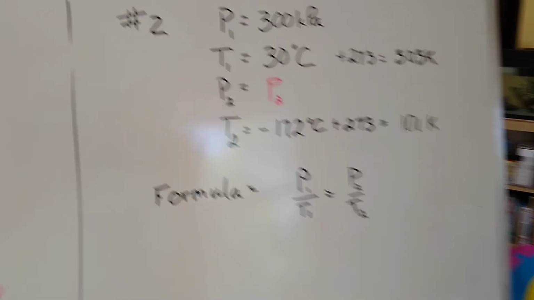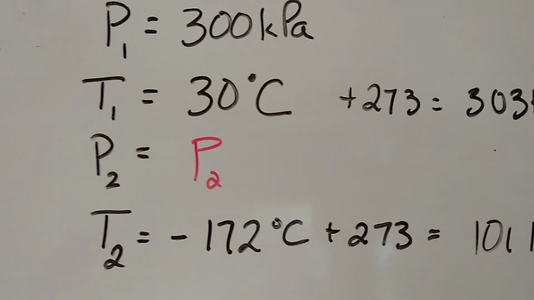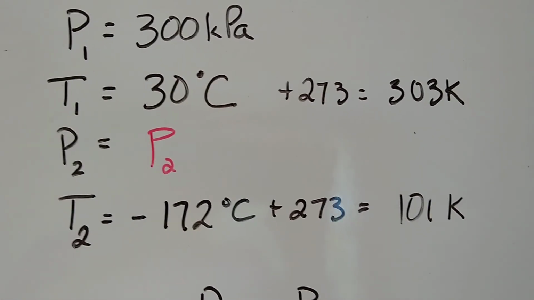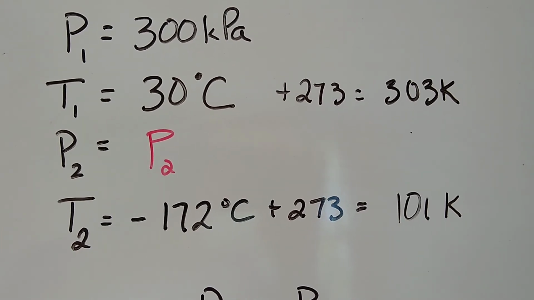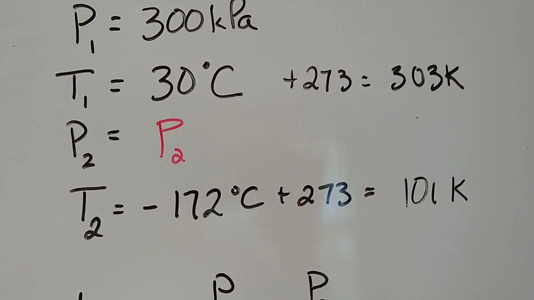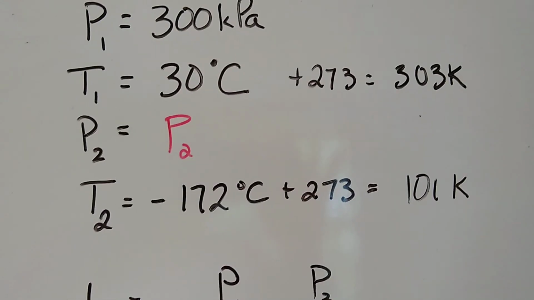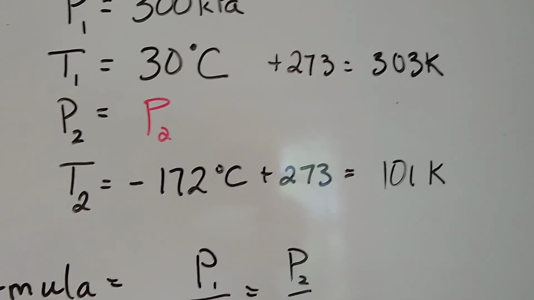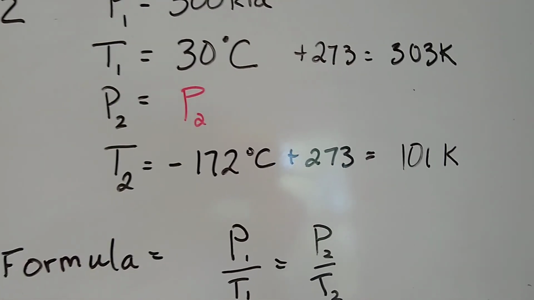So first things first, notice temperature has to be converted to Kelvin. All you have to do is add 273 to your Celsius temperature and you get your Kelvin temperature. That is your absolute value for your temperature, and you need that for all gas law problems.